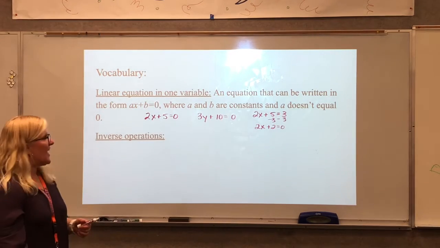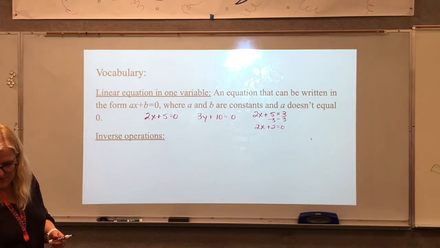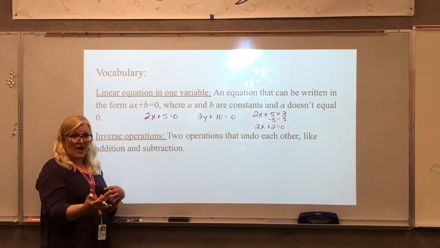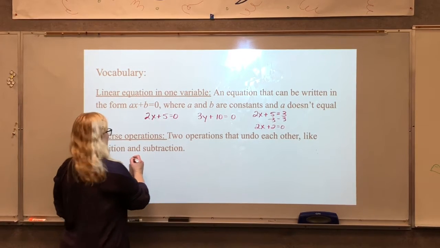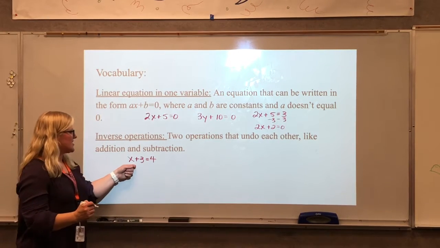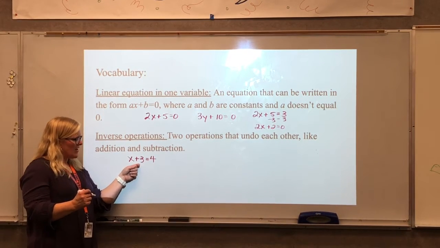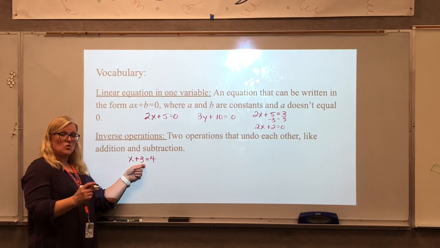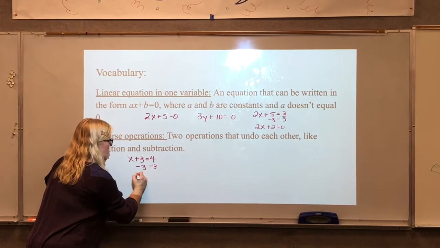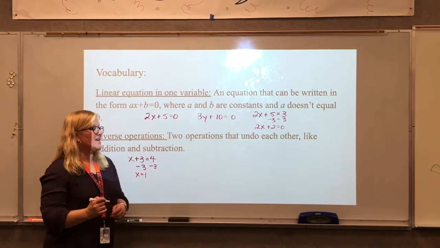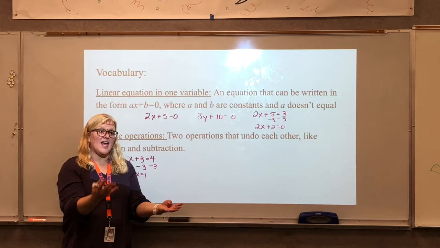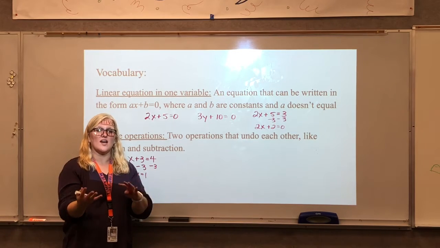Okay? Inverse operations are two operations that undo each other, like addition and subtraction. So for example, if I have x plus 3 equals 4, and I'm trying to get x by itself, I look here and I see that 3 is being added. So in order to undo that 3, I subtract it, and x would equal 1. Okay, so multiplication undoes division, division undoes multiplication, and then addition and subtraction also undo each other.